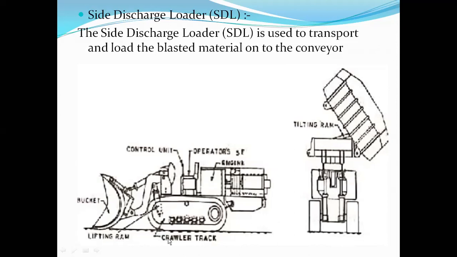This is a typical diagram of an SDL, and this portion represents the side view, showing how exactly it unloads the material in the sideward direction during the unloading operation. This is another side view of it. In this case it is crawler mounted, but in the field it is either crawler mounted or tire mounted. There are different end buckets operated by hydraulic pistons, and it doesn't contain any kind of articulated joint here, guys.